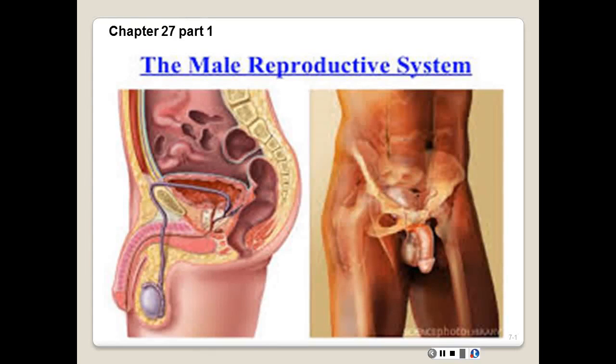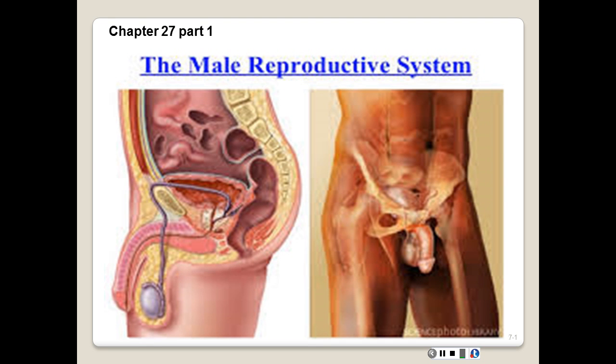Again, students, we're going to look at chapter 27. This is a two-part series, so this is part 1 of 2. As we go through this particular chapter, please make sure that your children are not around due to the graphic nature of the pictures that we are going to be displaying.